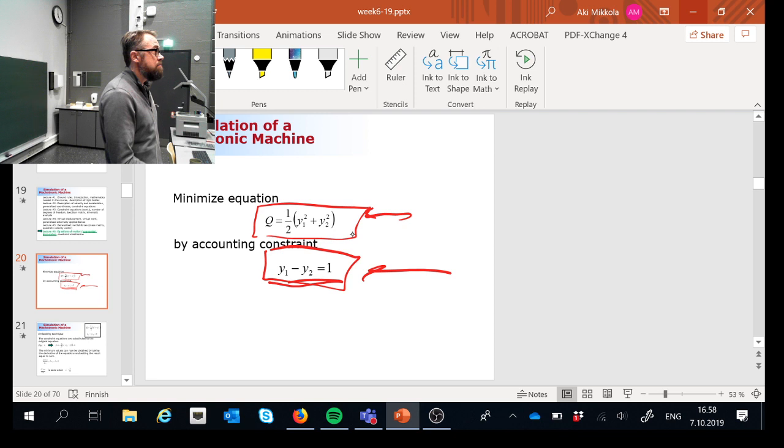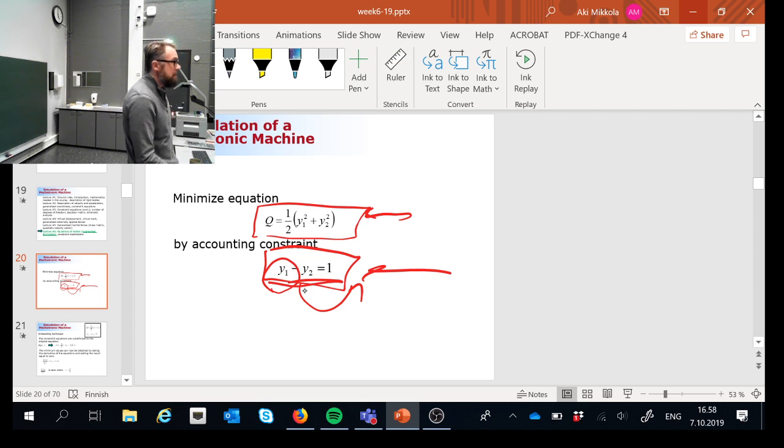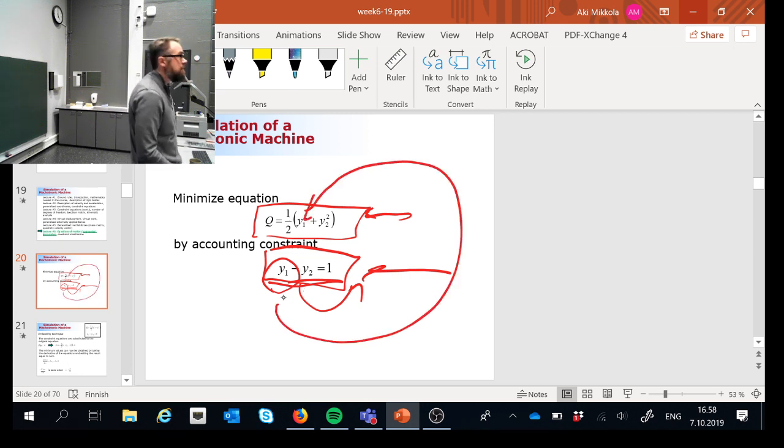By substituting. Correct. So what I can do is solve, say, y1 from this equation by putting everything else on the right-hand side, and then take the y1 and substitute it here. What is left is only y2. And how can I find an optimal point? By differentiating with respect to that variable. That's it. That's one way that I can make this happen.